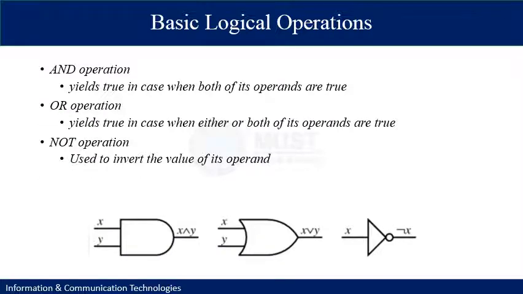So the AND operation yields true when both of the inputs are true. The OR operation yields true when either or both of the inputs are true. The NOT operation is used to invert the value of its operand.